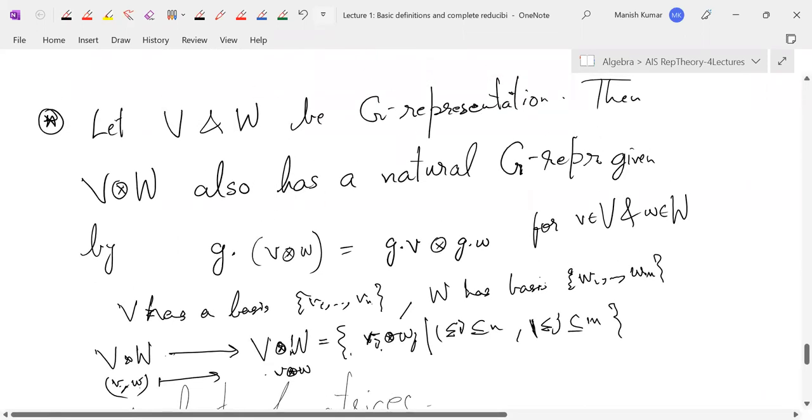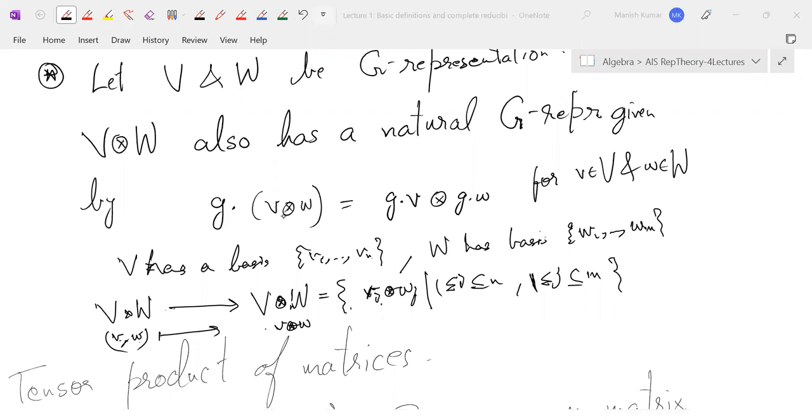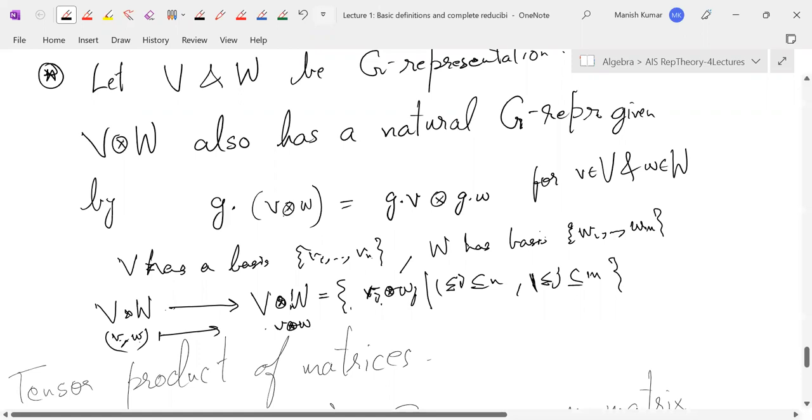Now in the tensor product, the elements are not just v tensor w, they're sums of these kinds of terms. Once I know what happens on v tensor w, I know what happens on sums, because it has to be linear. So the action of G on v tensor w is g dot v tensor g dot w. You get an element of V and an element of W, you make a tensor product, and you get an element of capital V tensor capital W. And this is the representation.